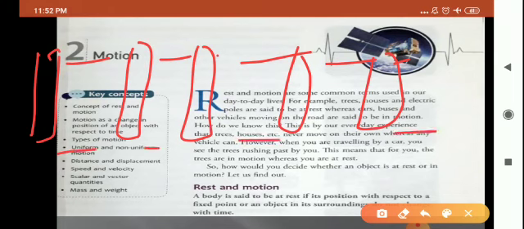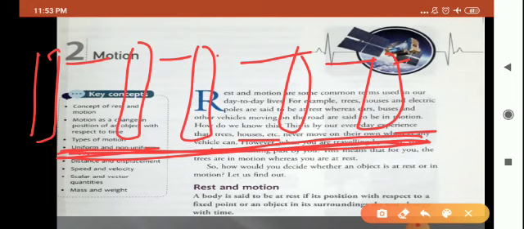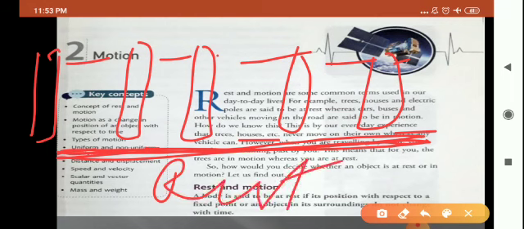The position of these electric poles with respect to a fixed point. That fixed point can be anything. Suppose we consider these electric poles with respect to the surface of the earth also. The position of these poles is not changing with respect to a fixed point, or I can say the position of these objects with respect to a fixed point does not change with time. So these objects are at rest. They are not moving.